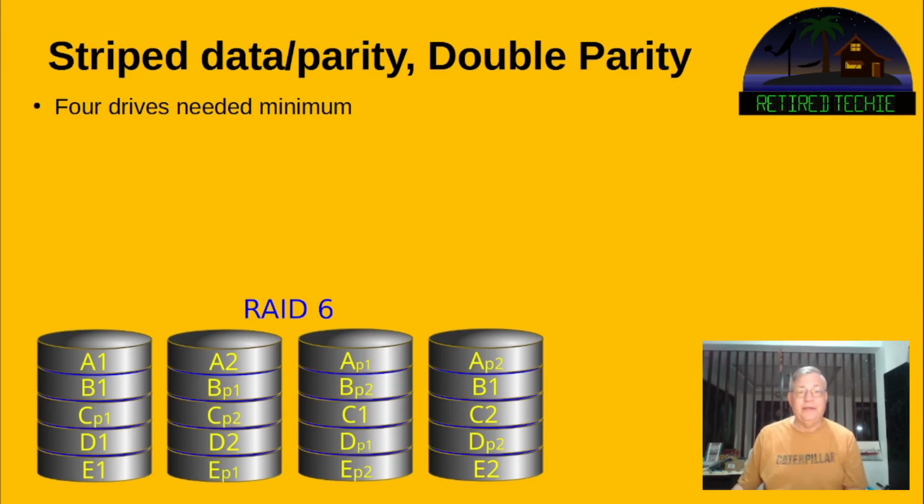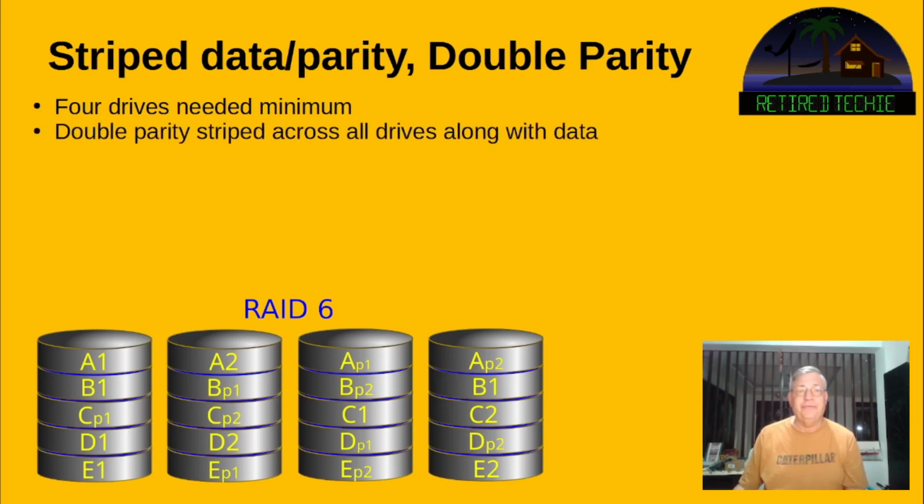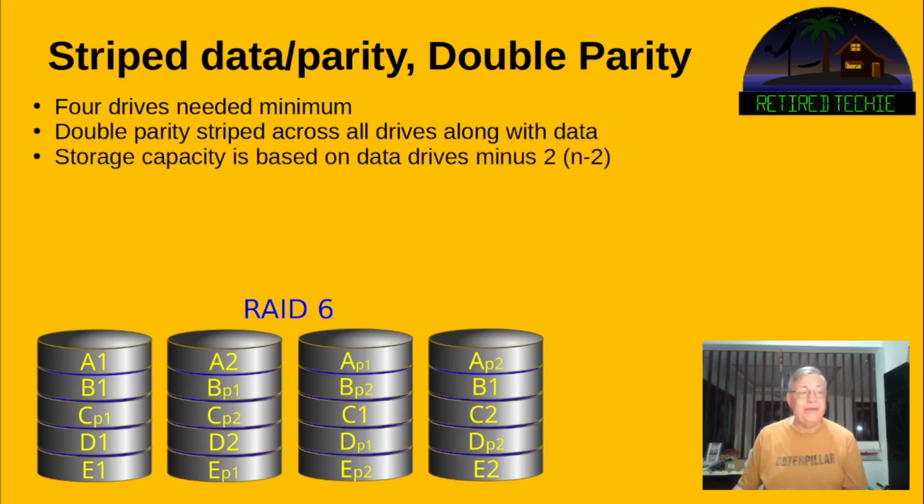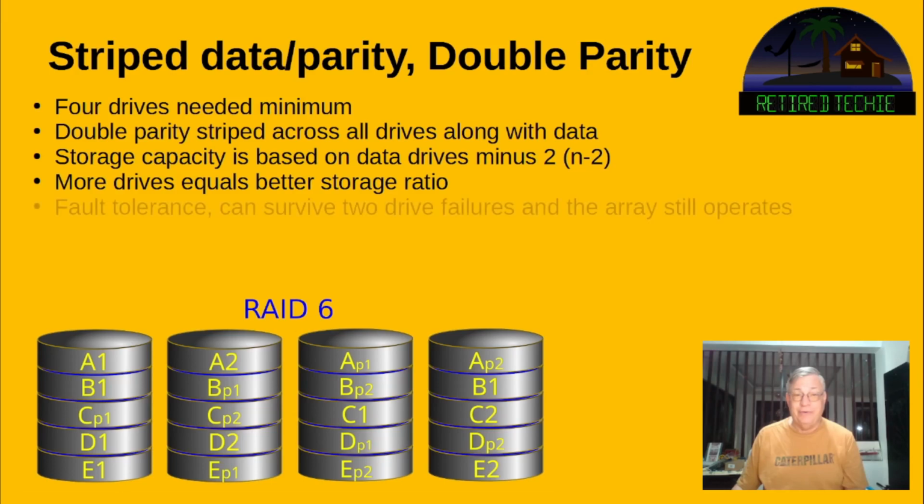And with double parity, you can technically lose 2 drives. Again, the more drives you have, the better the storage ratio. You can technically lose 2 drives from your array and it will still operate even though it's in degraded mode. Again, you're losing storage. With a 4-drive array, you're back to mirrored-type storage, but if you add more drives, your storage percentage increases.